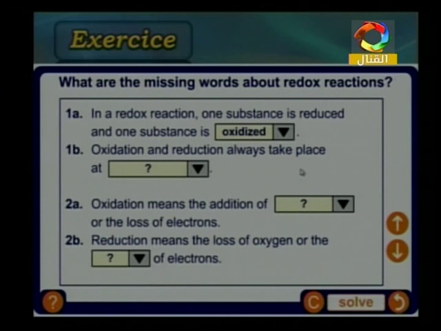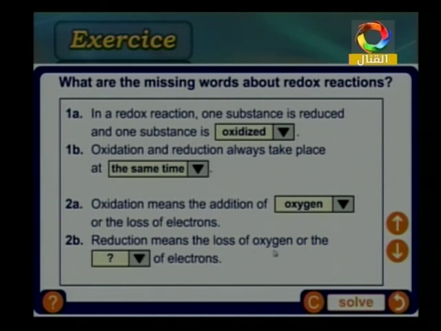The second one: oxidation and reduction always take place at the same time or different times? At the same time. Why? Because the same time means the same reaction, with the same elements. Number 2, oxidation means the addition of oxygen or the loss of electrons. Here we have the oxidation. This is addition of oxygen.